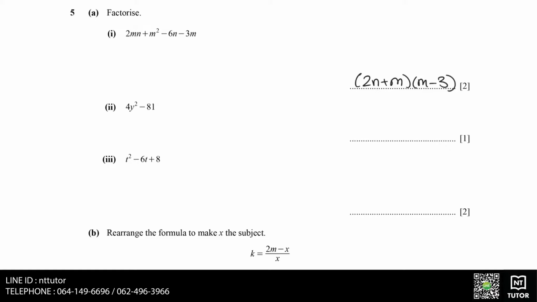We can always check our answer for factorization questions because when you factorize something, you are just rewriting it. The value of the expression does not change. This means that if we expand the brackets of 2n plus m multiplied by m minus 3, we should get the same thing.